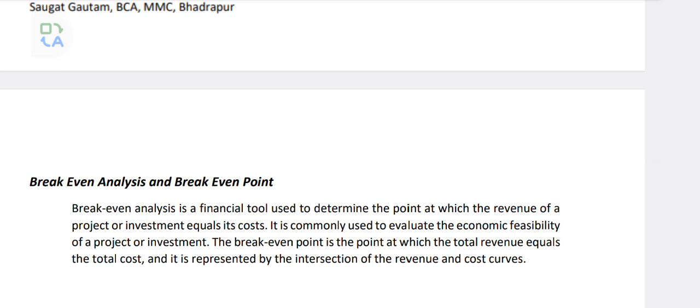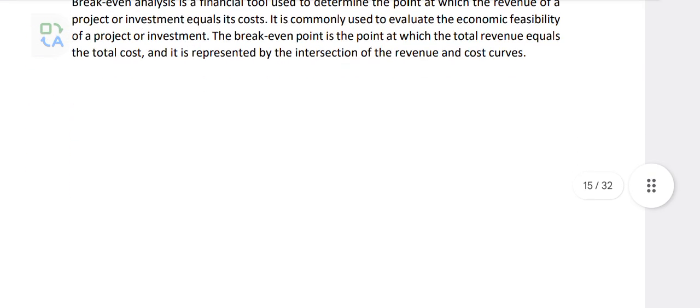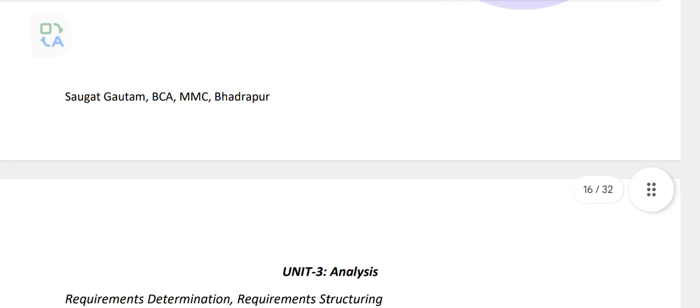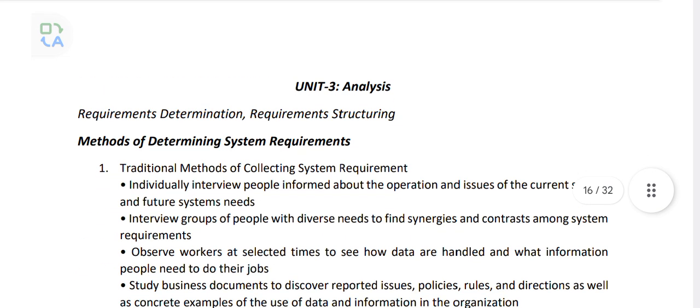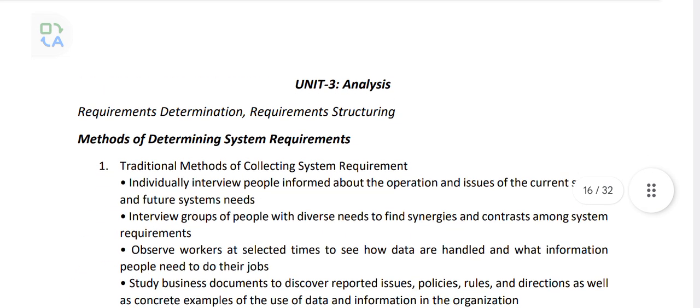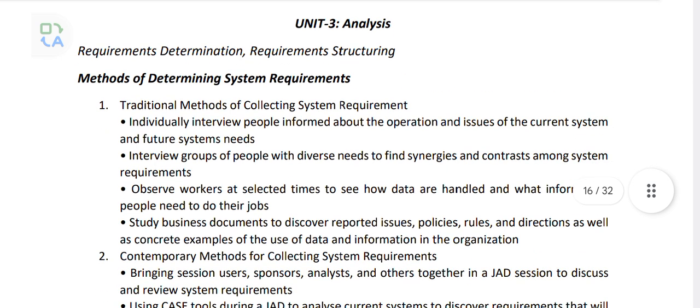Break-even analysis and the break-even point. Break-even analysis determines the break-even point. The break-even unit analysis method. Determining requirements: structured traditional method, collecting system requirements through individual interviews with people.